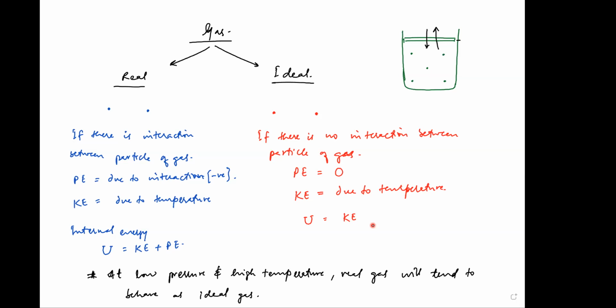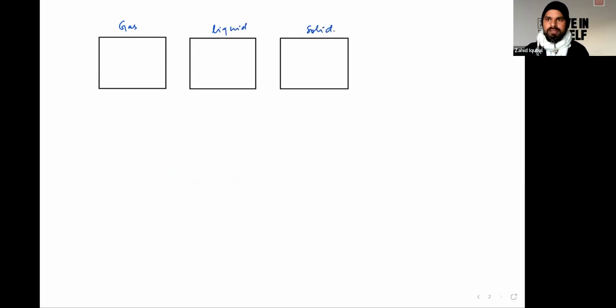Done, sir. Okay. Now, on the basis of this concept, you will be asked: suppose we have equal volume of solid, liquid, and gas. First vessel containing gas, second one containing liquid, and third one having solid, and all are at the same temperature. Which of these three will have the least internal energy?